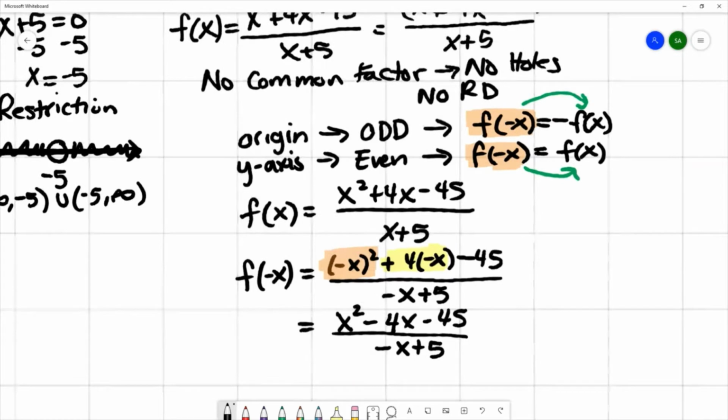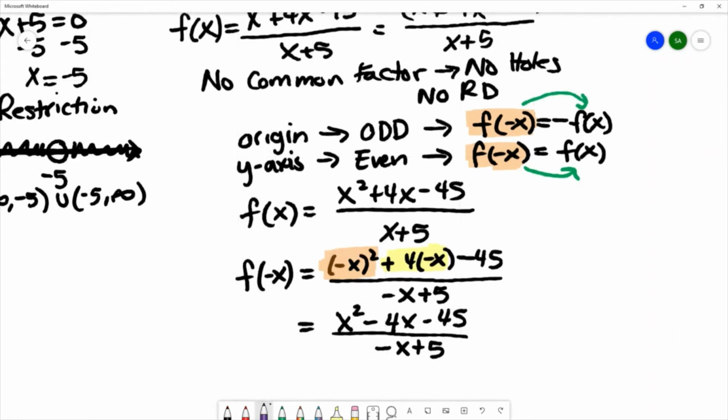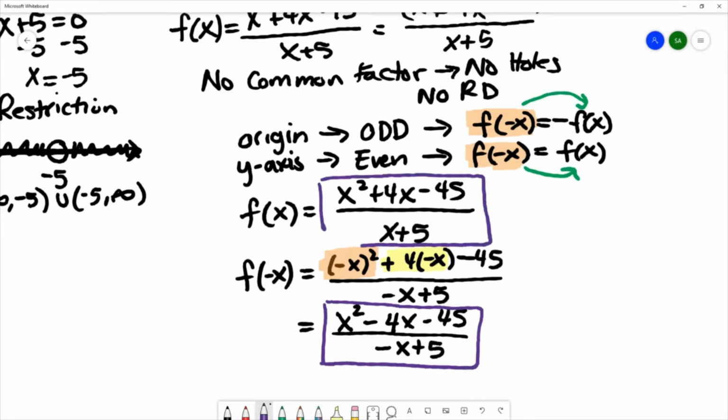And what I want to do is compare this to the original function. And they do not look equal to each other. You have an opposite sign here and an opposite sign here. So they're not equal to each other, but what I want to see is, are they opposite of each other? So let's think about that.